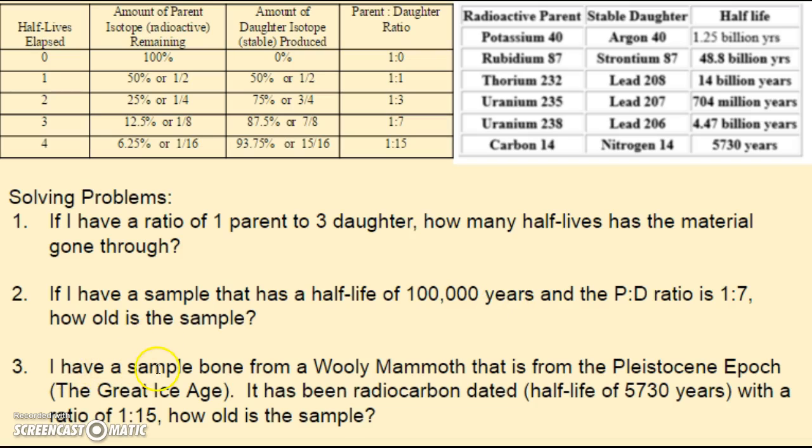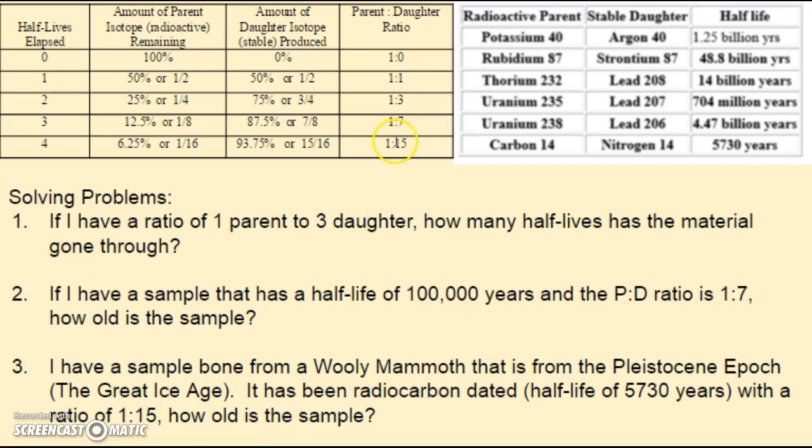So let's put it together in more of a story problem. I have a sample bone from a woolly mammoth that was from the Pleistocene epoch, right, the Great Ice Age, and it has been radiocarbon dated. Radiocarbon has a very specific timeline. Radiocarbon dating: carbon-14 decays into nitrogen-14 every 5,730 years. This is the half-life of carbon-14, the decay rate. So if I have a sample that has a 1 to 15 ratio, 1 parent to 15 daughter, how old is the sample?